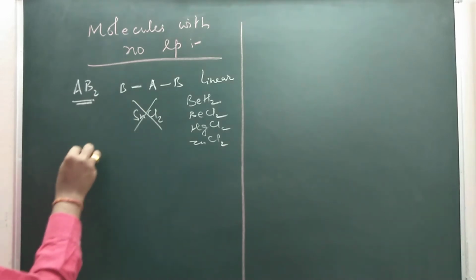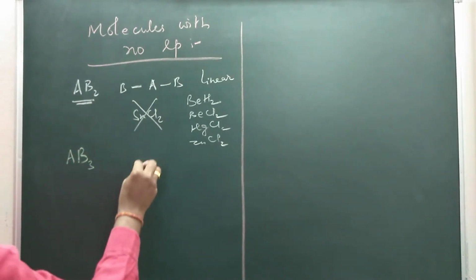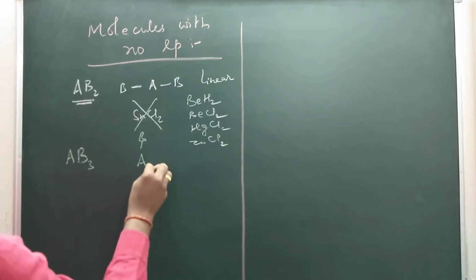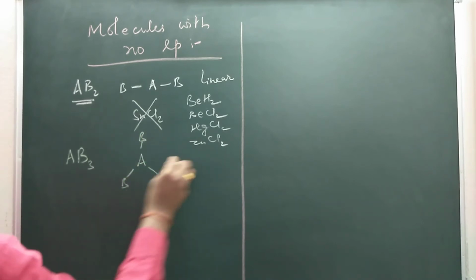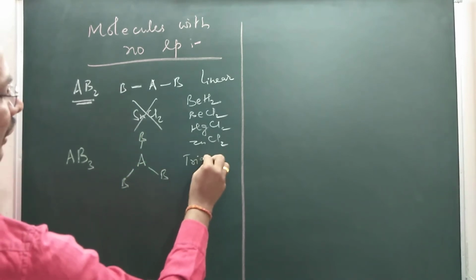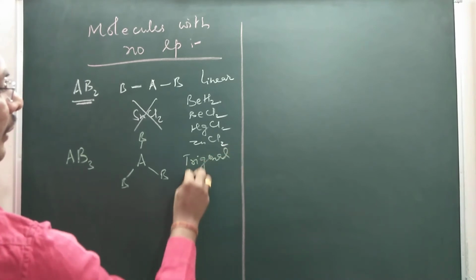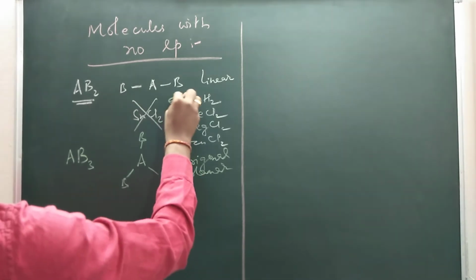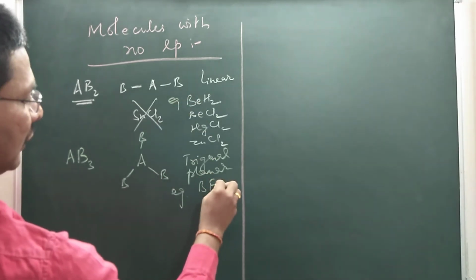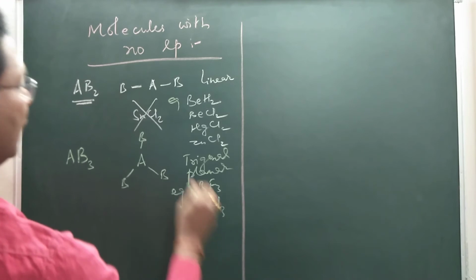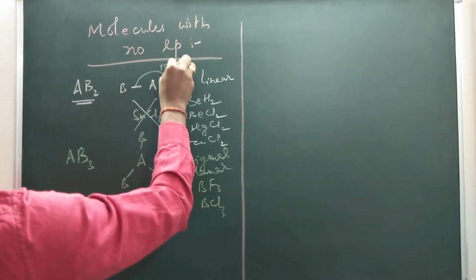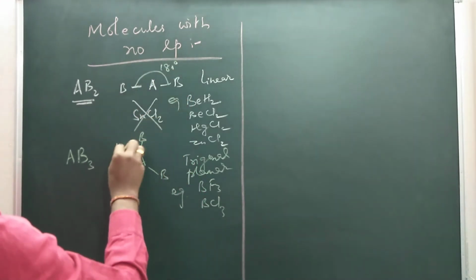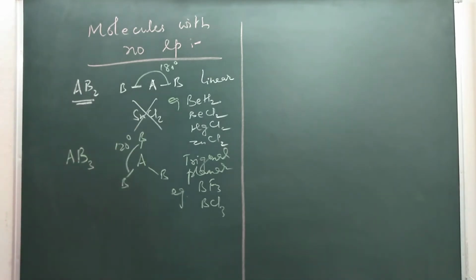Second is AB3 type. So it will be arranged like this. We call it trigonal planar. The examples for this type are BF3, BCl3. Here the angle is 120 degree. Keep this also in mind.